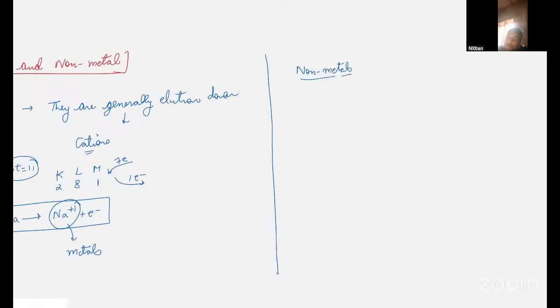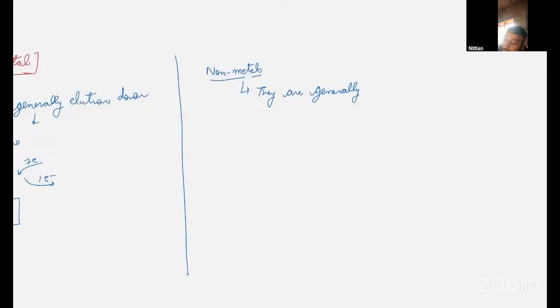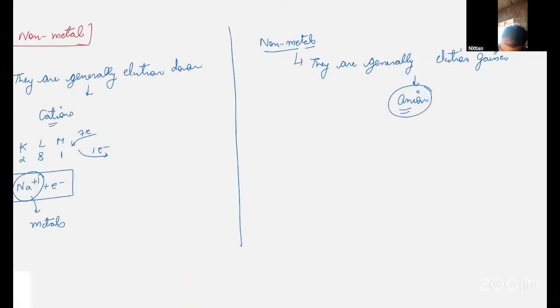Okay. Now, second is non-metal. Non-metals are generally electron gainer. Electron gainer means they receive electrons. Hence, they are called anions, because anions are those who have negative charge on them. So if I talk about chlorine, chlorine has an atomic number 17. In K shell 2 will go, in L shell 8 will go, in M shell, not 1, 7 will go.